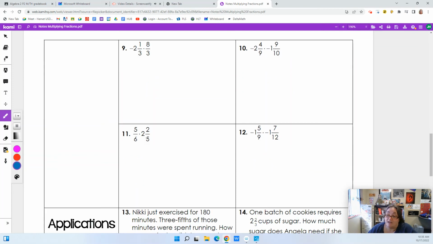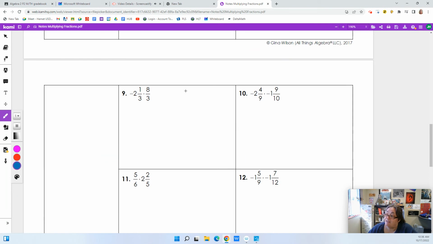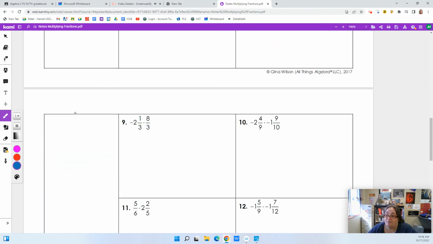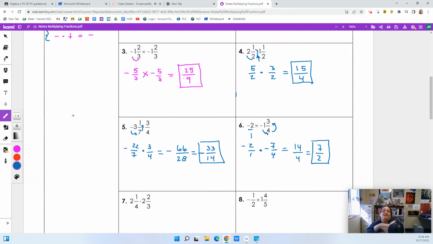11, there's no negative, so they're both positive. 12, they're both negative, so it's going to be a positive answer, right? So if one of them's negative, the whole answer is negative. But if they're both negative, it's positive. I know it's confusing when you're learning negative times negative. Just remember, the only time it's going to be a negative answer is if one is negative and the other one's positive. Okay? Those will always be negative. Everything else is going to be positive.